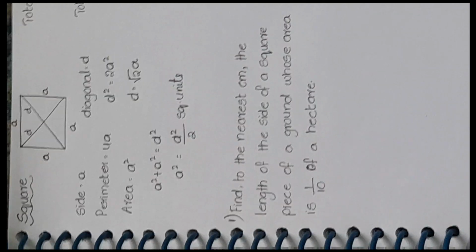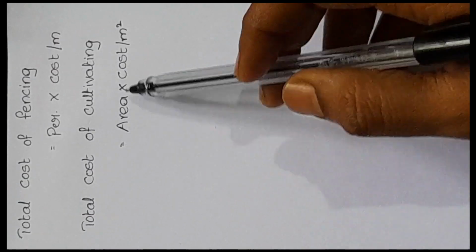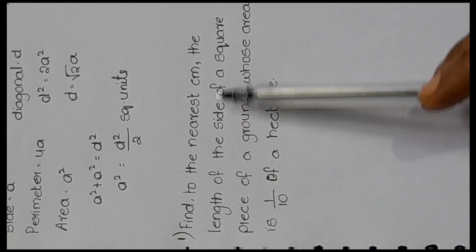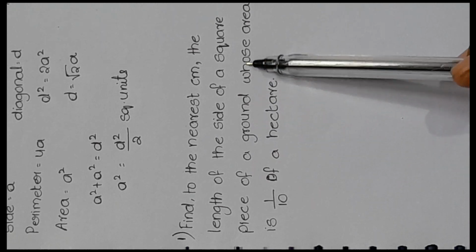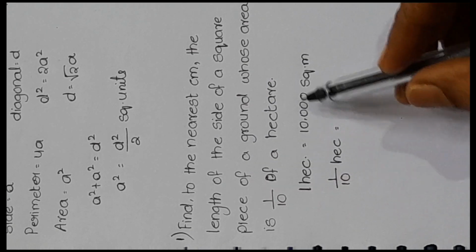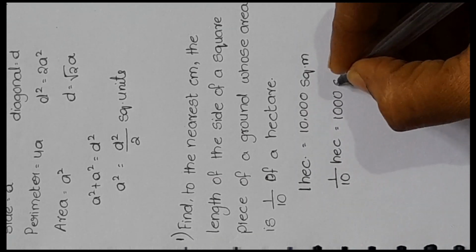Total cost of fencing is equal to perimeter into cost per meter. Total cost of cultivating is equal to area into cost per meter square. First question is, find to the nearest centimeters the length of the side of a square piece of ground whose area is 1 by 10 of a hectare. We know that 1 hectare is equal to 10,000 square meter. 1 by 10th of the hectare is 1000 square meter.